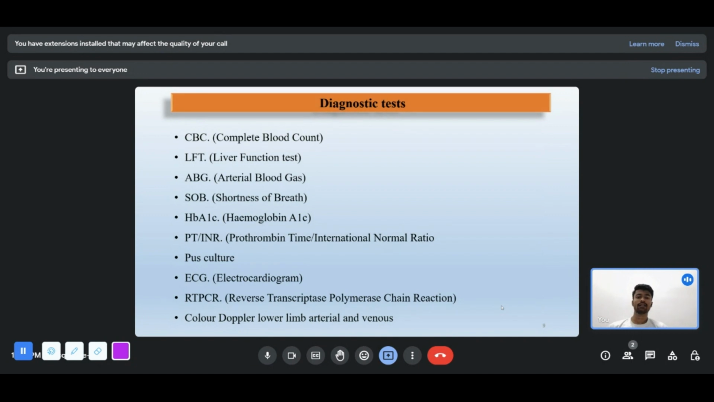Going to the next slide, that is diagnostic test. While she was admitted to the hospital, doctor advised some tests like CBC, that is complete blood count, LFT, that is liver function test, ABG, arterial blood gas, SOB, shortness of breath, HbA1c ratio, PT-INR, that is prothrombin time or international normalized ratio, pus culture, ECG, electrocardiogram, RT-PCR, reverse transcriptase polymerase chain reaction, color Doppler, lower limb, arterial and venous.